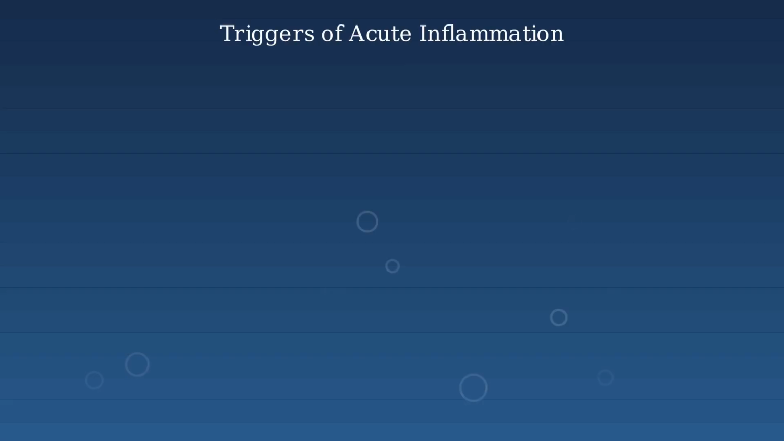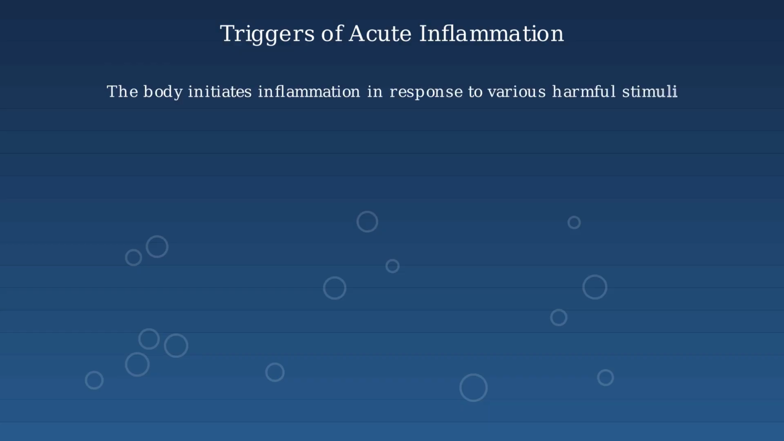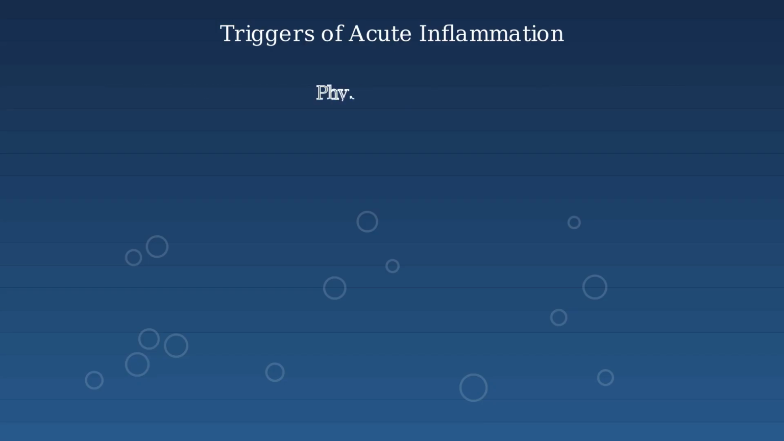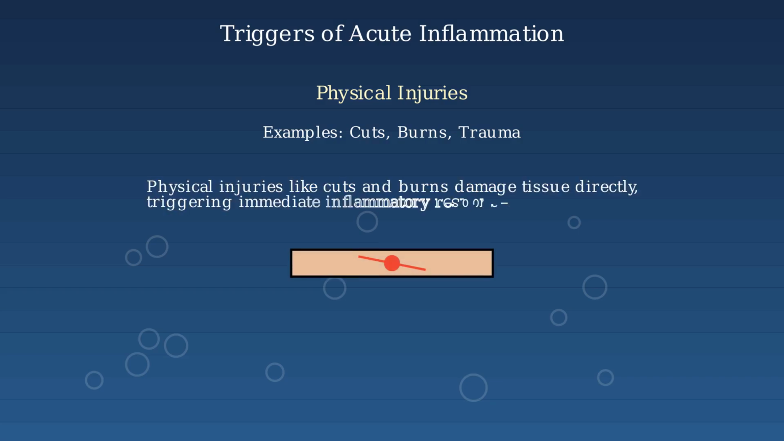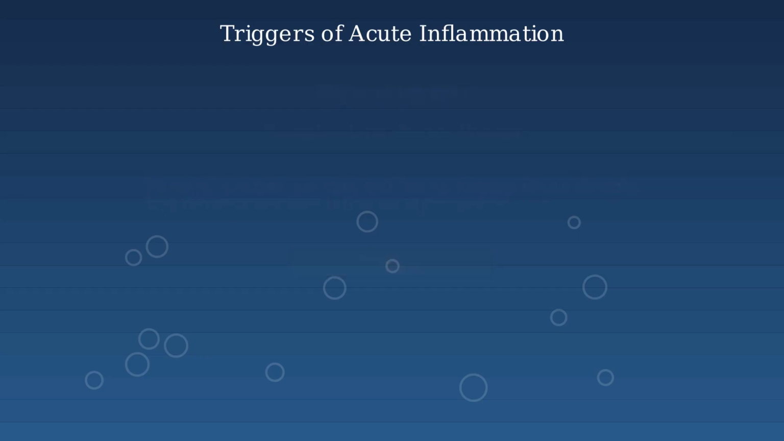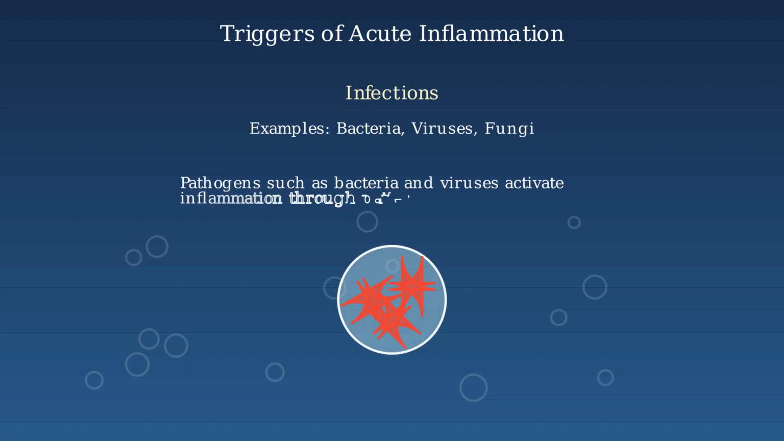Acute inflammation can be triggered by various factors that the body recognizes as threats. Physical injuries like cuts, burns, and trauma damage tissues directly. This tissue damage releases alarm signals that start the inflammatory cascade. Infections by bacteria, viruses, or fungi are detected by immune cells, which recognize these pathogens as foreign invaders.